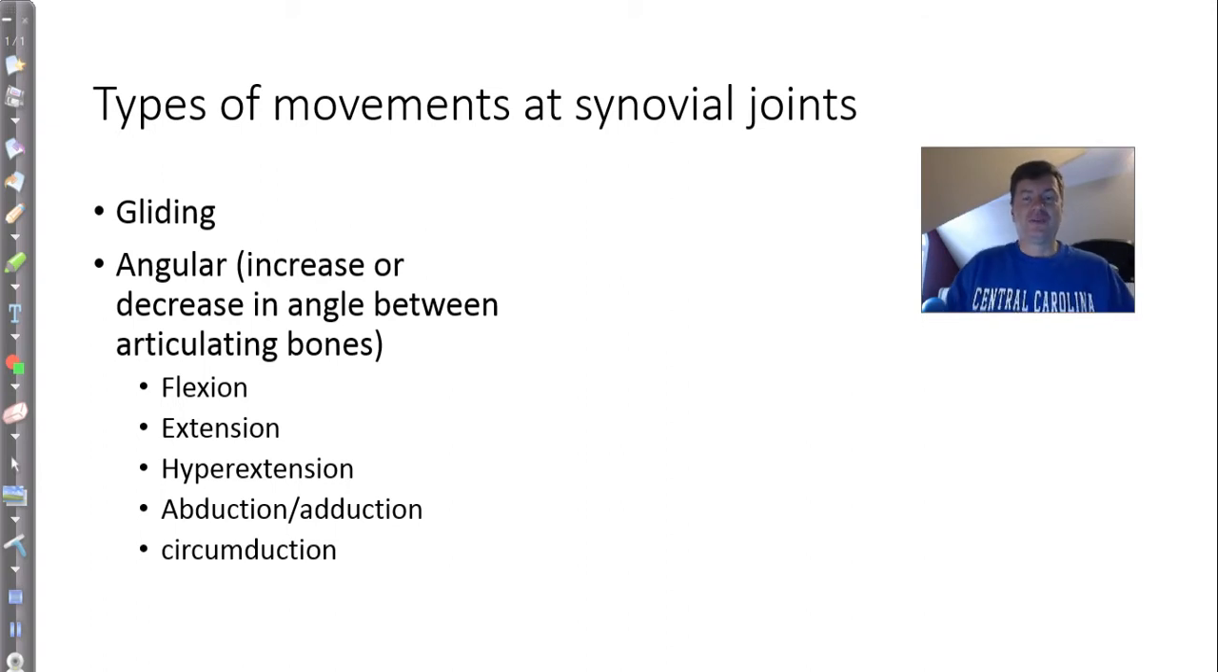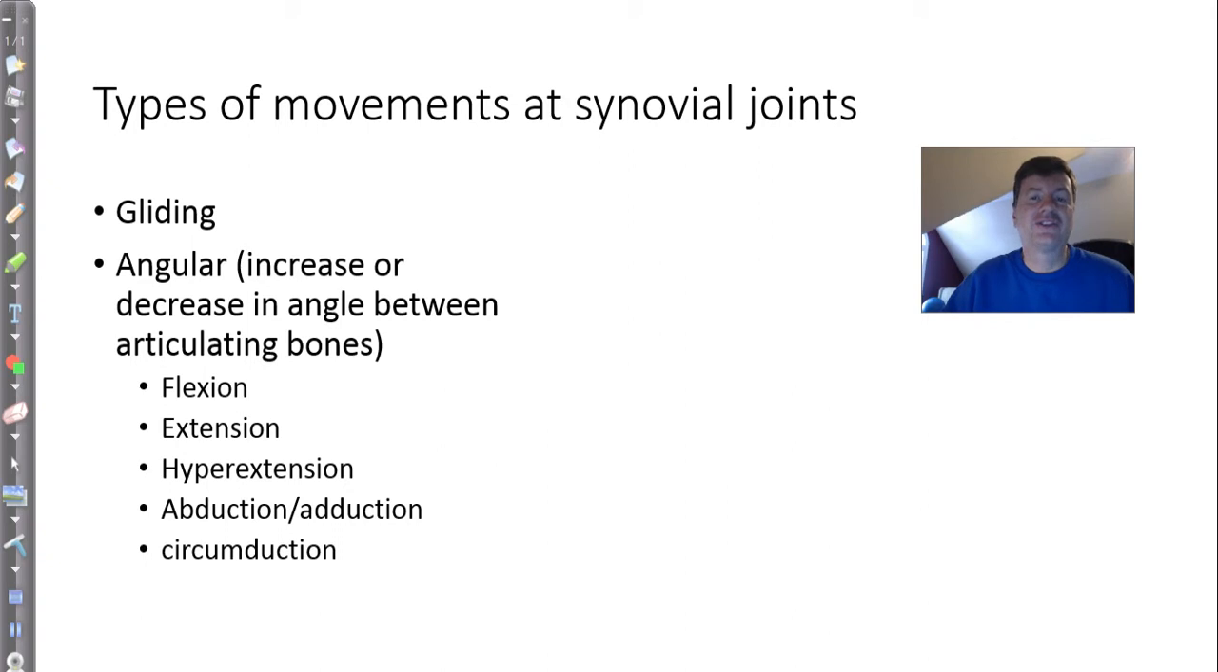Here's an example. If I'm in anatomical position with my head straight up and I move my chin to my chest, that actually is flexion. I've decreased this angle. If I go from anatomical position beyond anatomical position and look at the ceiling, that would be hyperextension. So don't just think of flexion and extension as just your limbs. They can also involve your head as well.